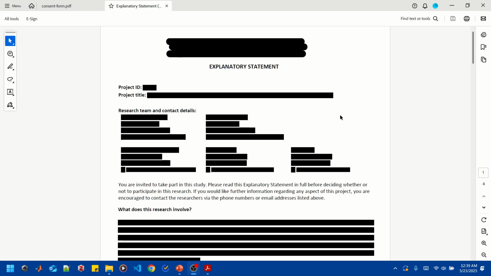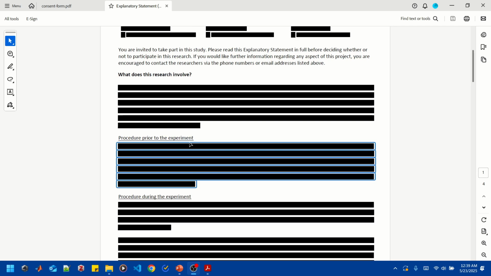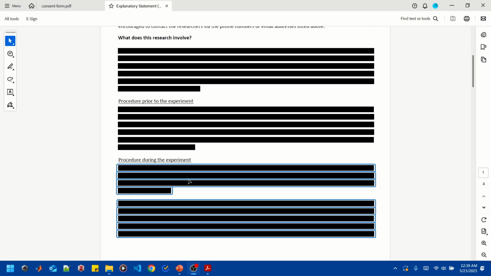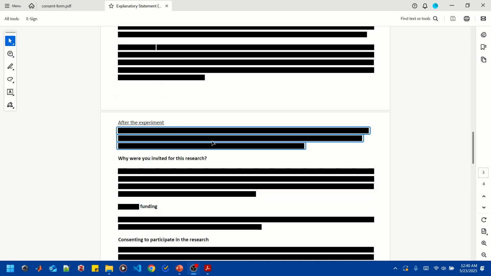And you'd have to provide information with respect to things like what does this research involve? And you'd have to mention the procedure prior to the experiment. That means what the subject needs to do before they come to the lab on that day. The procedure during the experiment, so what the subject needs to do in the lab on that day, step by step. And then, of course, the procedure after the experiment, what is expected of the subject once the experiment is done. Are they supposed to come back for a follow-up, something like that?